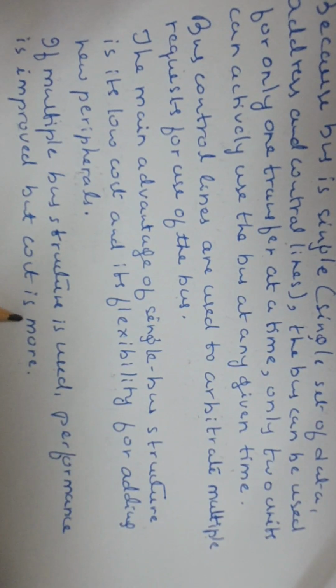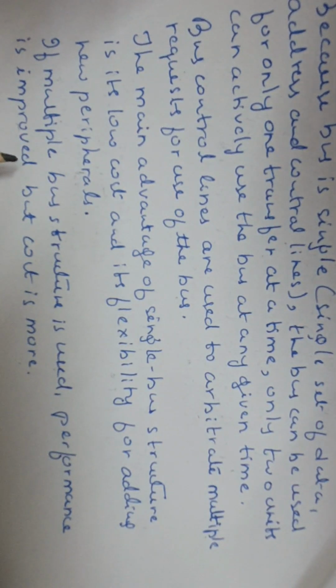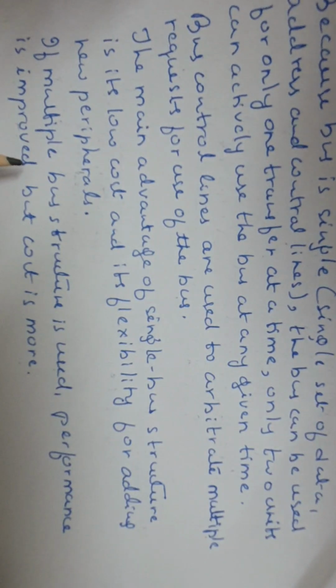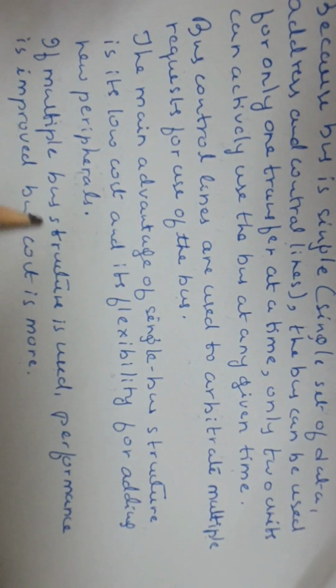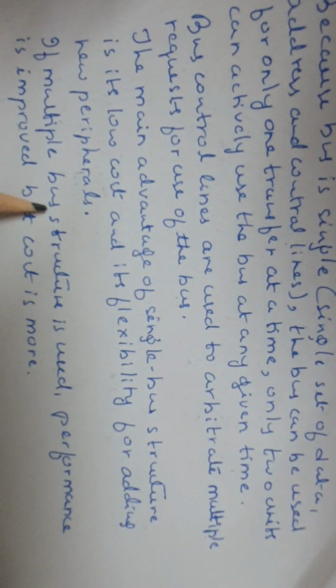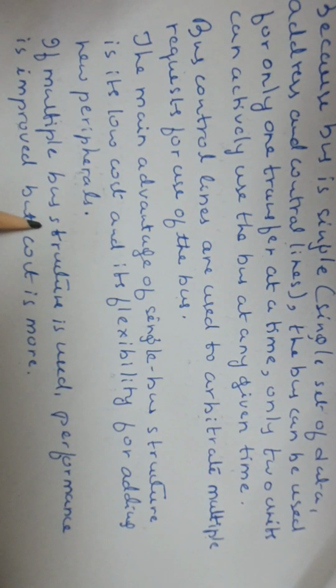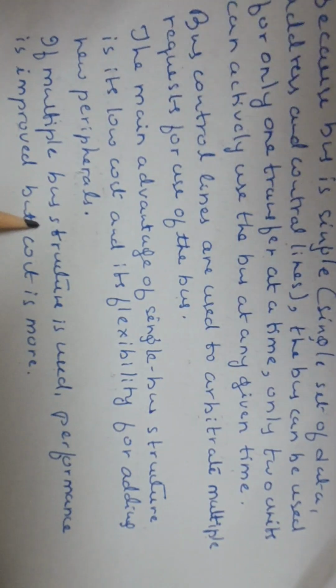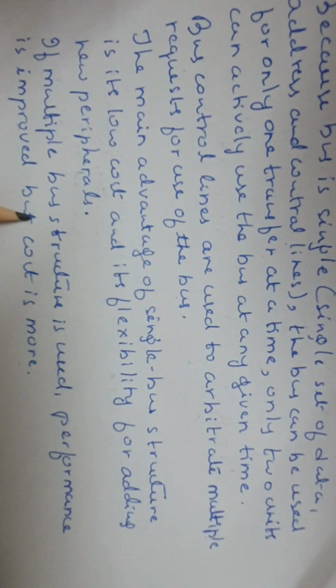Why is cost more? Multiple lines are required, multiple sets of lines. Here only one set of lines, one set of data, address and control lines are used, that is single bus structure. In multiple bus structure, multiple sets of lines will be used, hence it is costly. But in single bus structure, till communication between the two units is over, the other units cannot use the bus. They have to wait. So speed of execution is reduced.